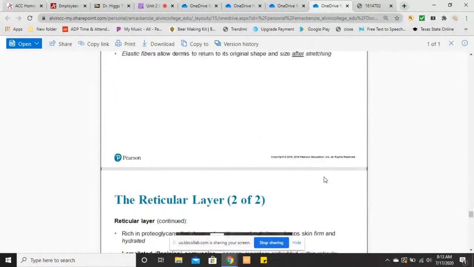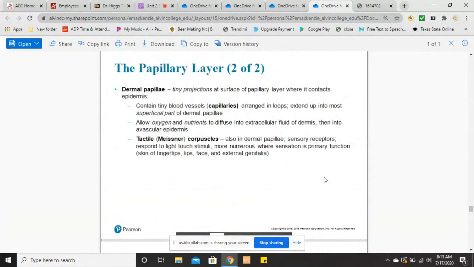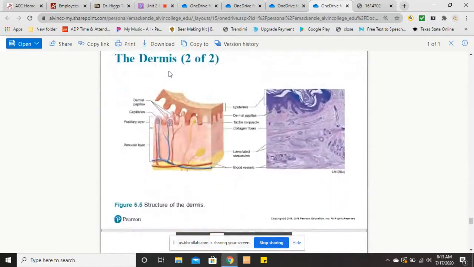Luckily, it only gets broken up into two. Remember, there's the superficial papillary layer. And you can always tell this layer because it has dermopapilla. Remember, the papilla in anatomy is a finger-like projection. So sometimes the dermis looks like it sends finger-like projections into the epidermis. We call those dermopapilla. Wherever you see dermopapilla, you are in the papillary layer. Let's go to a picture. And you can see these little finger-like projections of the dermis pushing up into the epidermis. Those are dermopapilla. Okay, so this is the papillary layer.